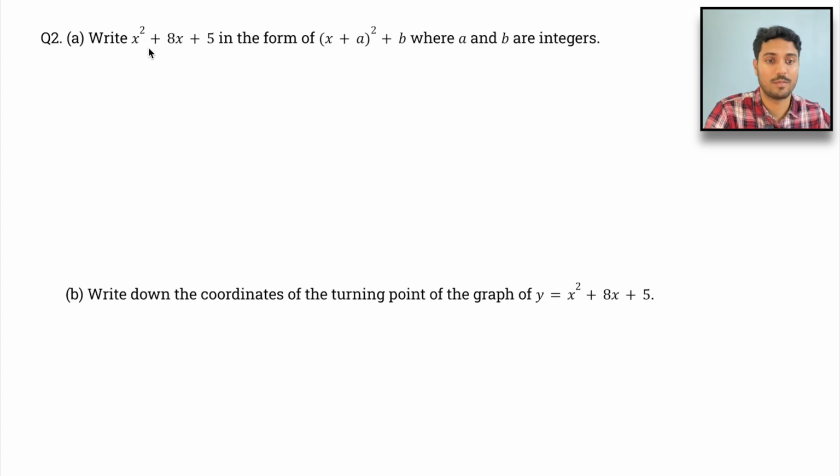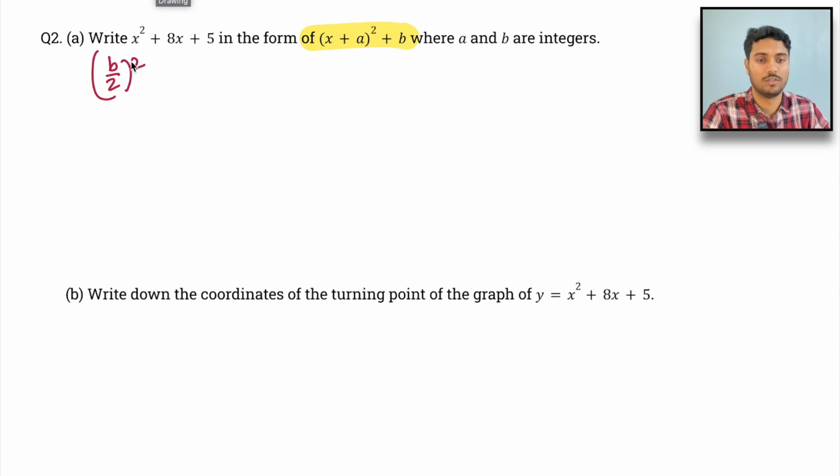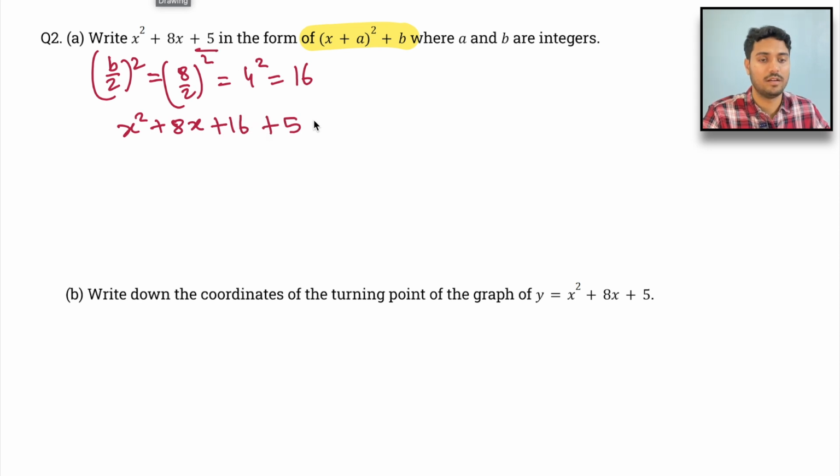It says write x square plus 8x plus 5 in this form. So let's try. We know that we have to add and subtract b by 2 the whole square, because the coefficient of x square is already 1. So b is 8 by 2 the whole square, that is 4 square, that is going to be 16. So now I have to write down the expression as x square plus 8x plus 16, then plus 5, and then minus 16. And now the first 3 terms will give me the expansion of x plus 4 the whole square. This 4 is this, and 5 minus 16 is going to be minus 11. So this is our completing the square form.